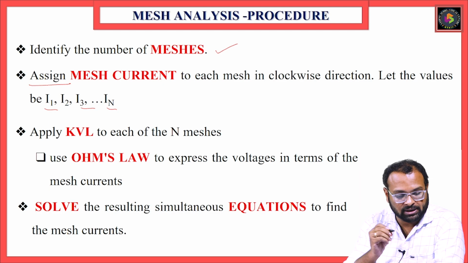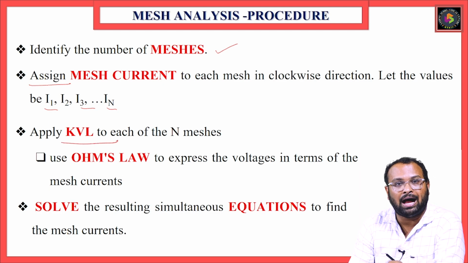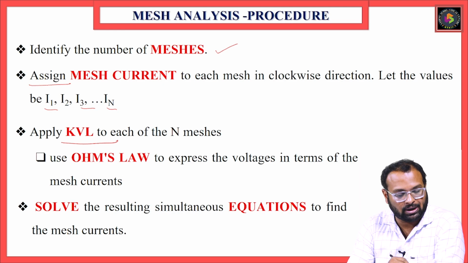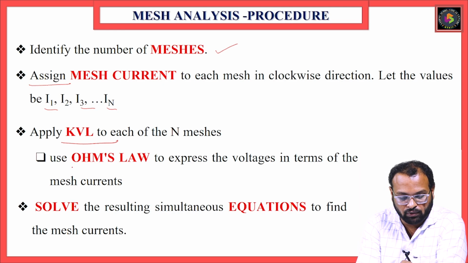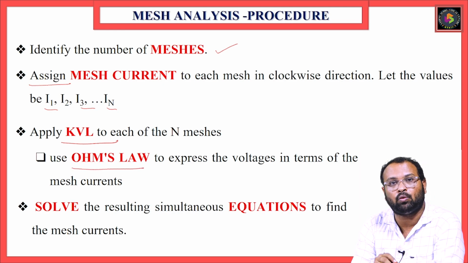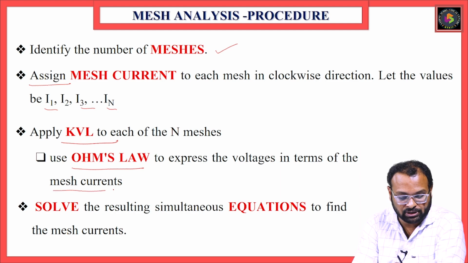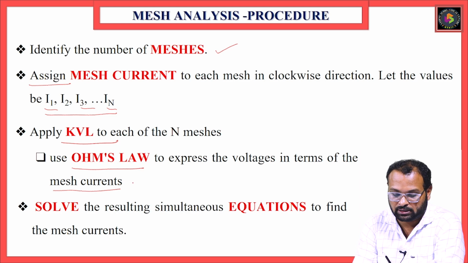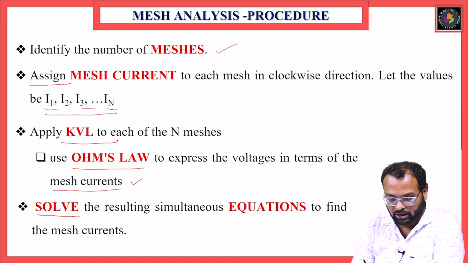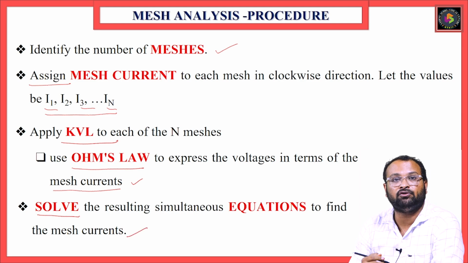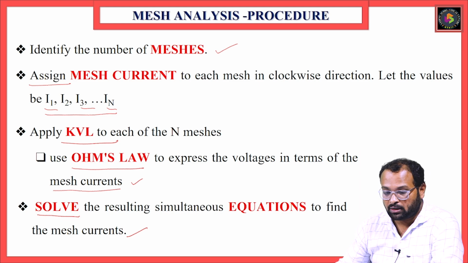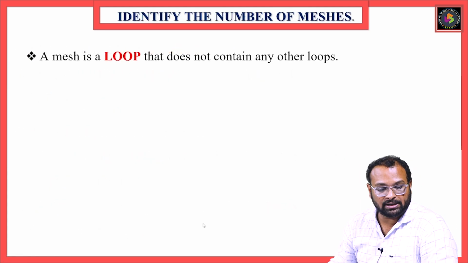Then for each mesh we apply KVL and write the KVL equations. After that, from those KVL equations we use Ohm's law to express all the voltages in terms of the mesh currents. Because the mesh currents are taken as variables, we express them using Ohm's law. Then we solve those equations and find the mesh currents. From the mesh currents we analyze the circuit, suppose we want the current or voltage in any element or any circuit parameter. So we'll go step by step.